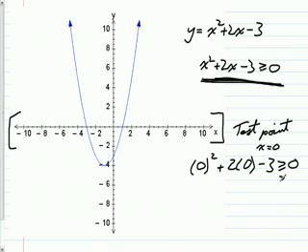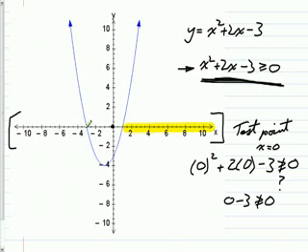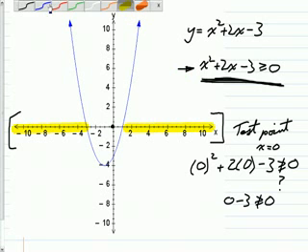Now, the question is, is this true? Of course, we have 0 minus 3, which is not greater than or equal to 0. So we know that this point is not part of this quadratic inequality. So if we had a number line, we would shade this and this, because all of these x values would satisfy the quadratic inequality right here.